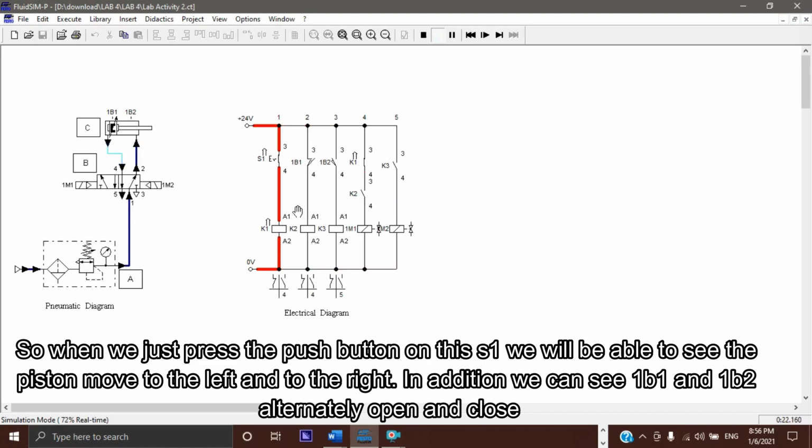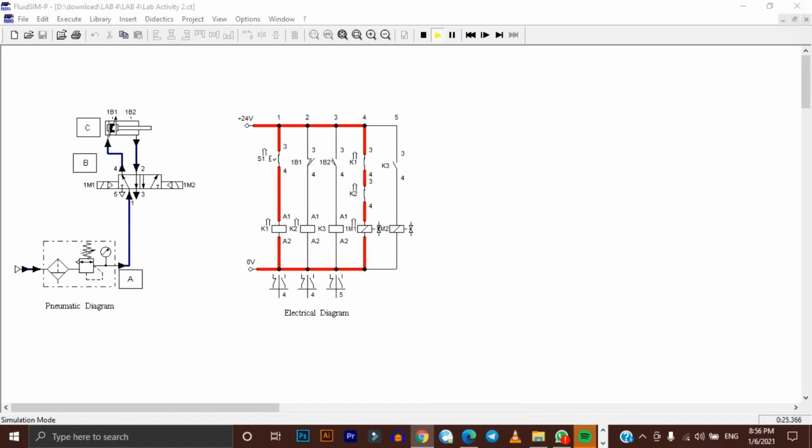Okay, next for the observation, the question is: state the name of the component IB1 and IB2. The name of the component IB1 and IB2 is a limit switch. Number 2, briefly discuss the function of IB1 and IB2 in this circuit diagram. If you look, this is a limit switch, and IB1 and IB2 will alternately open and close, and the current will flow, and the piston will go to the left and to the right when S1 is closed.